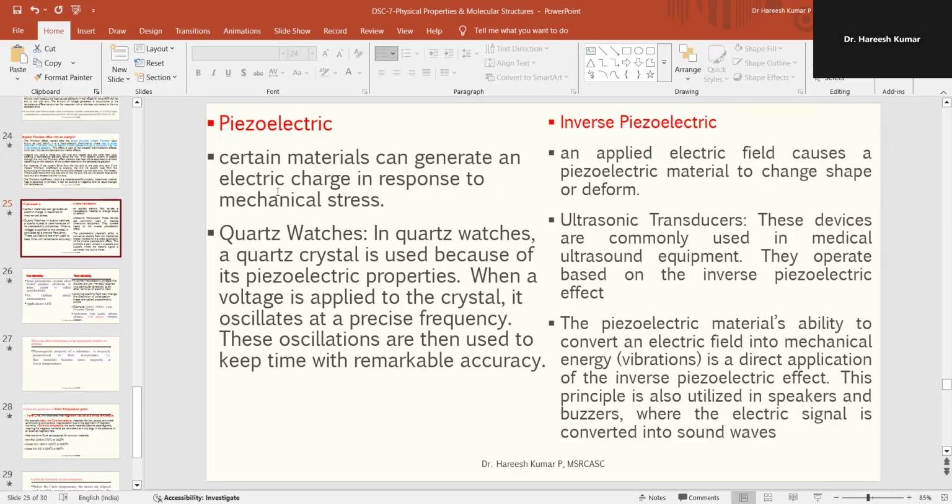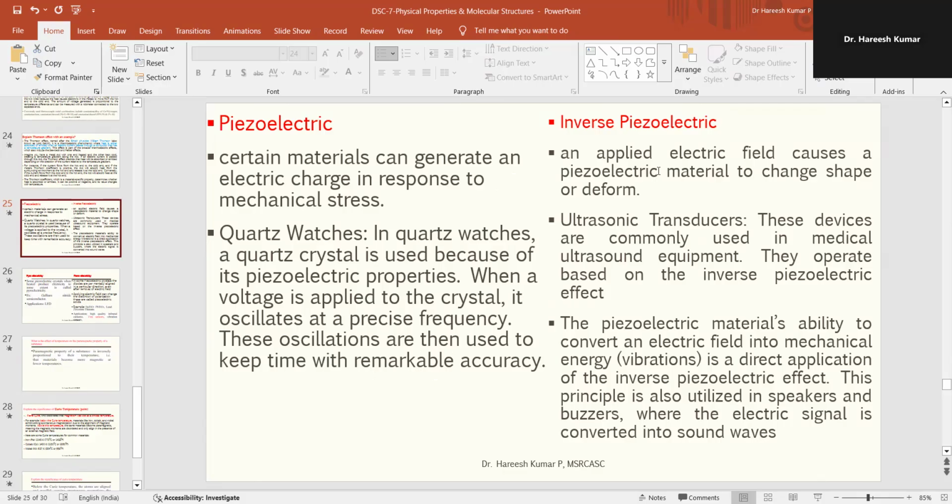So if we are looking at examples of the piezoelectric effect, quartz watches. In quartz watches, a quartz crystal is used because of its piezoelectric properties. When a voltage is applied to the crystal, it oscillates at a precise frequency. These oscillations are then used to keep time with remarkable accuracy.